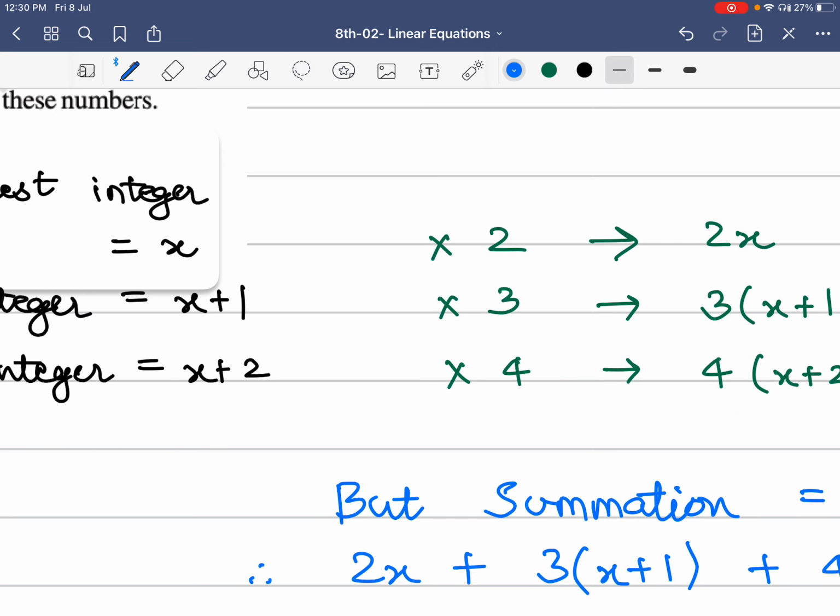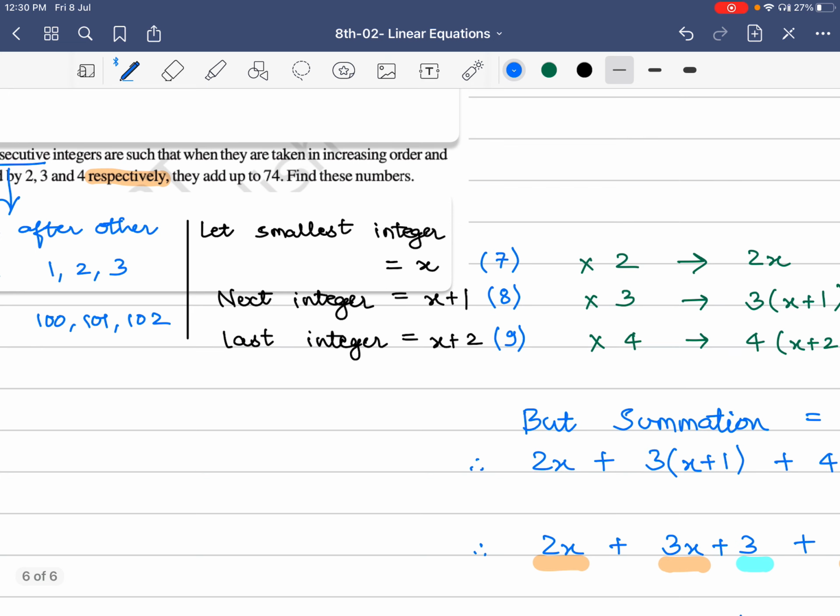Okay, so x has now come out to be 7. So the next number will be 8 and the next number will be 9. So these are the three numbers. Let me try to highlight. These are the three numbers that the question was asking. The original numbers 7, 8 and 9.